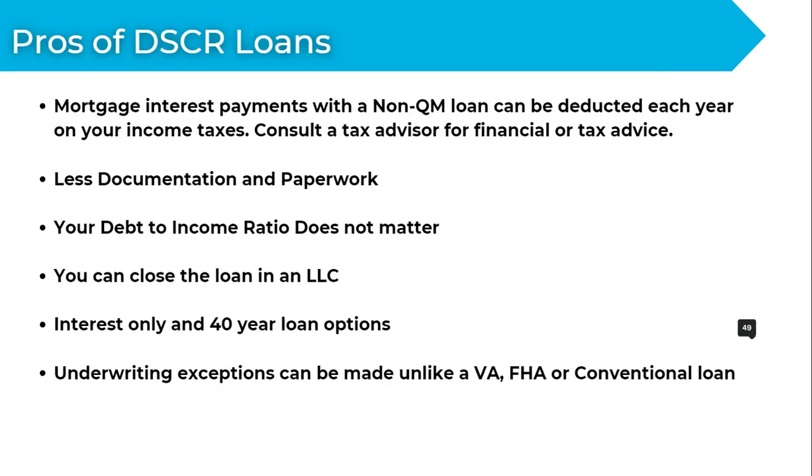Now let's talk about some of the pros of DSCR loans. First of all, the mortgage interest payments with a non-QM loan can be deducted each year on your income taxes. Obviously, you need to consult a tax advisor to be able to make sure that you make enough income for that to make sense and that you can write that off.